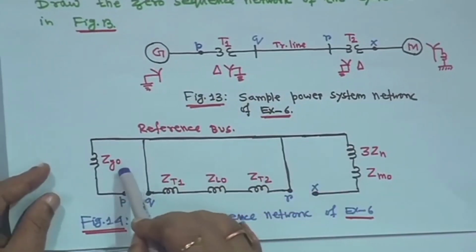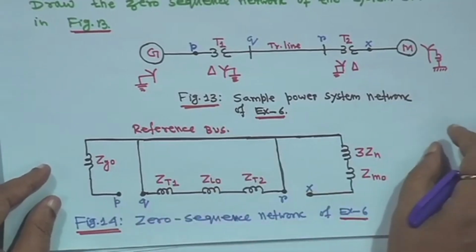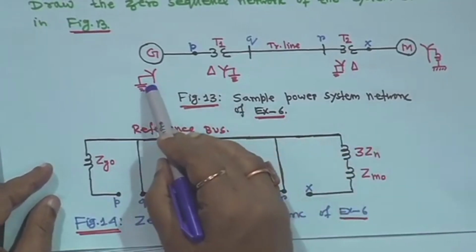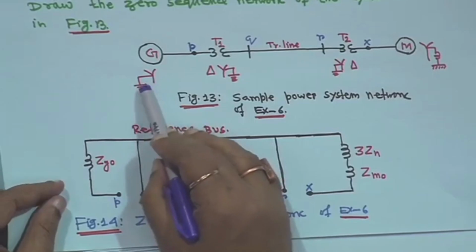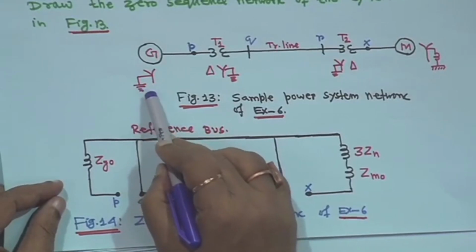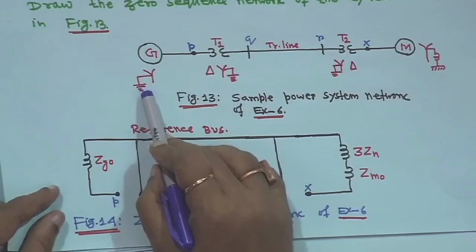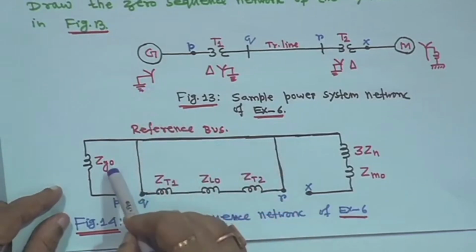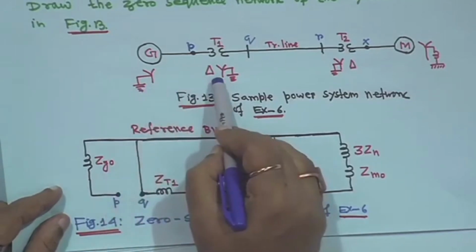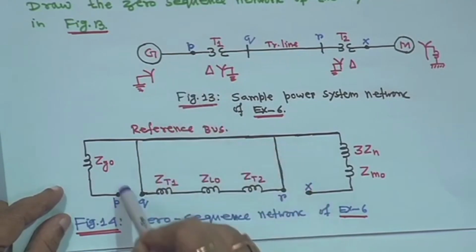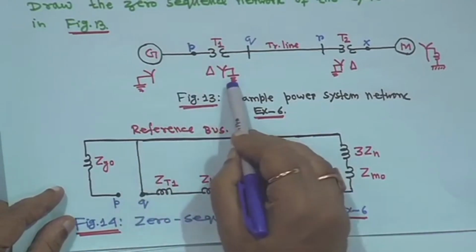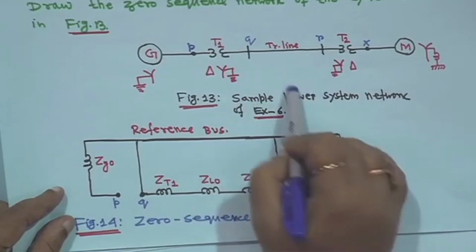So, here I have made it Zg0 because you are assuming that there is no ground impedance here. So, I have not made it 3 Zn, assuming that Zn is 0. So, in this case it is Zg0, and this is star grounded, but the delta isolation will be there. So, this is actually open, then this side is star grounded, and this side is also star grounded.